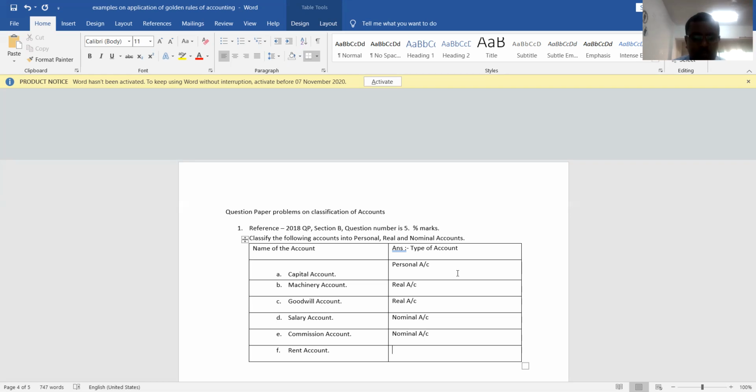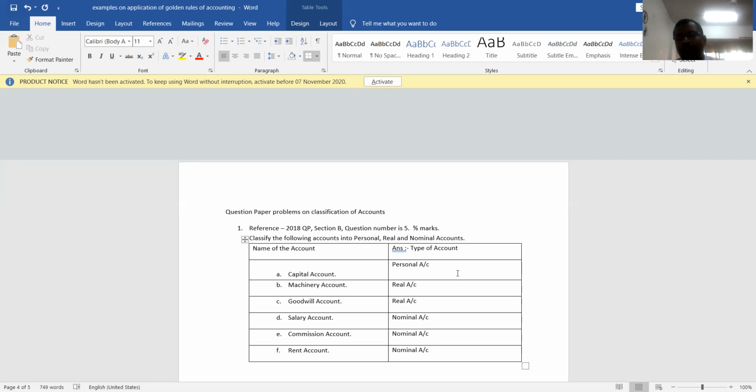Now the last one is rent account. What is rent? Rent is also compensation, the consideration given to the owner of the house or owner of the factory building. That is rent. Rent is also an expenditure to the firm. So expenditures belong to which account? Expenditures belong to nominal account.